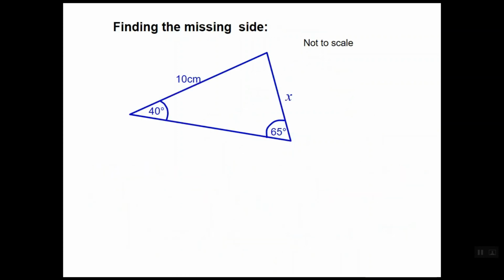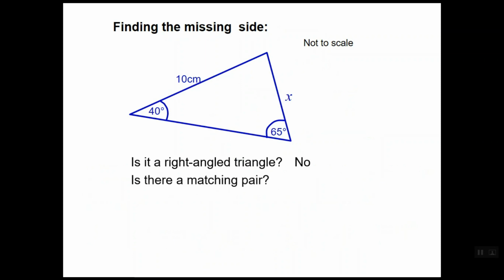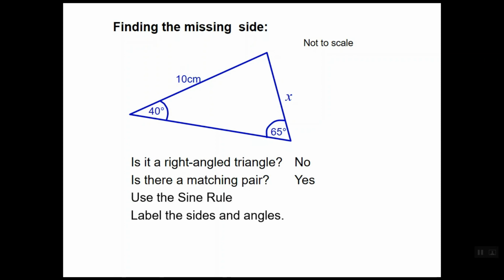Let's look at an example. It says, finding the missing side. Is it a right angle triangle? No. Is there a matching pair? Yes, we can see a matching pair because we know that angle is 65 degrees and the side directly opposite to it is 10 centimeters. So we use the sine rule. We label the sides and angles.